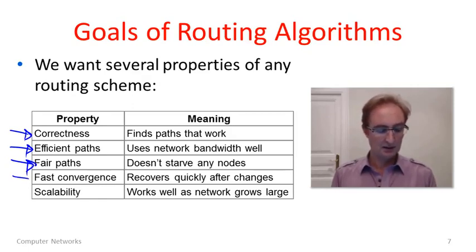And then here are another couple of important properties at the bottom. We would like fast or rapid convergence. So if we're adapting to failures, after there's a failure, we would like the routes to recover quickly because they need to do that before we can really use the network again. And a last goal is one of scalability. We know that many of the networks we build grow large very quickly. They become success disasters if you do it right. We would like routing schemes that can work well even as the network grows large. These are called scalable algorithms.